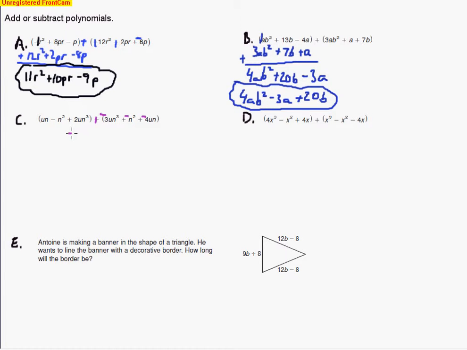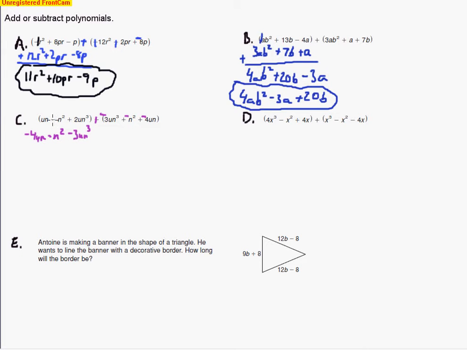That's got to go underneath this term here. Negative 3un to the third. And then the negative n squared, well, that goes right here, negative n squared. And then the negative 4un will go here, negative 4un. And then from there, it's just a matter of collecting like terms.